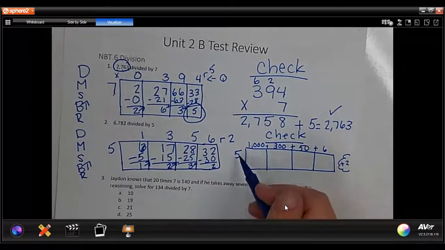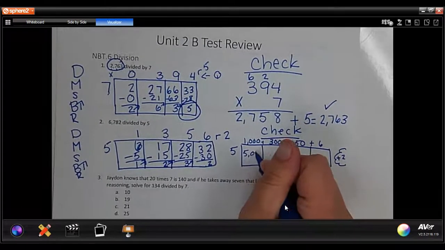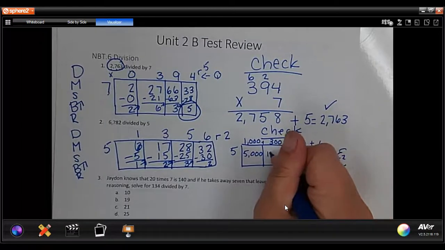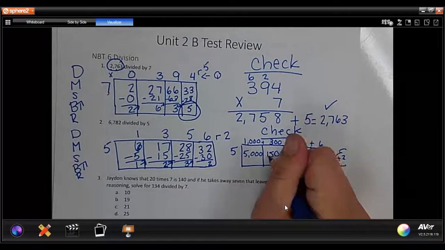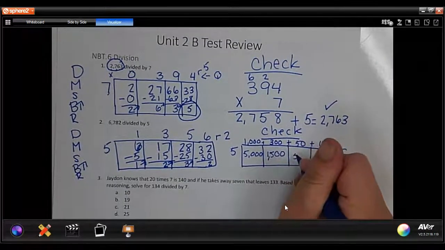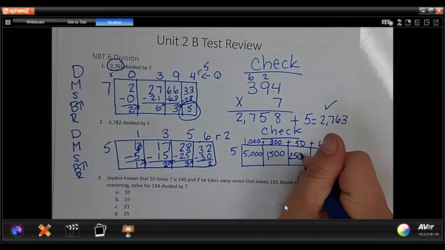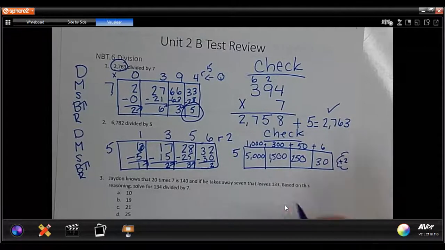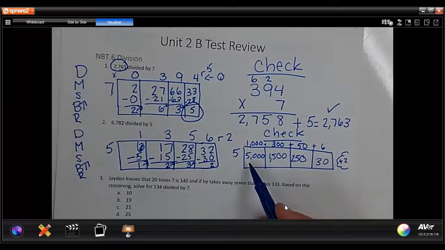Okay, so now I'm going to do 5 times 1,000, which is 5,000. 5 times 300, which is 15 with 2 zeros, 1,500. 5 times 5 is 25 and 1 zero, so 250. 5 times 6 is 30. I'm going to add these all up together. I don't have much space, so I'm going to add them in my head.